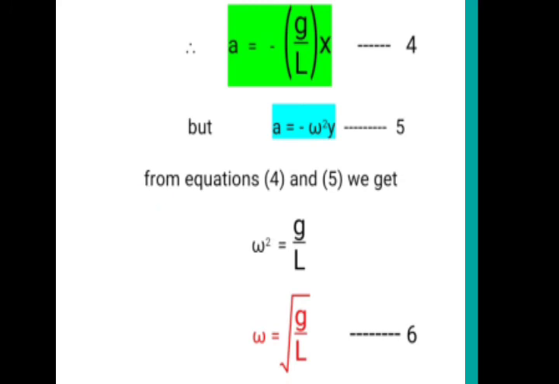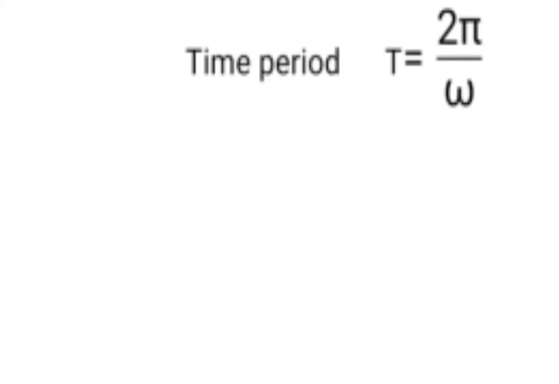Clear? So omega can be written as what? Under root of g by L. Now we got the omega value. Now our intention is to calculate the time period. Right, in the first semester, in rotatory motion, in circular motion, I gave you the formula for time period. What is the formula for time period?